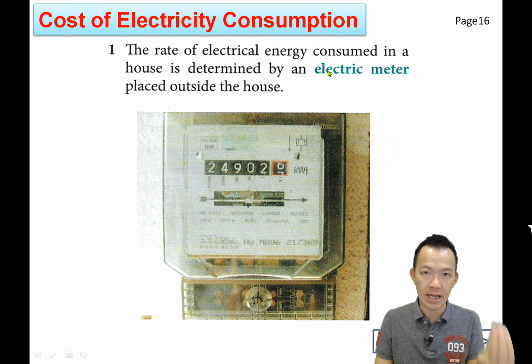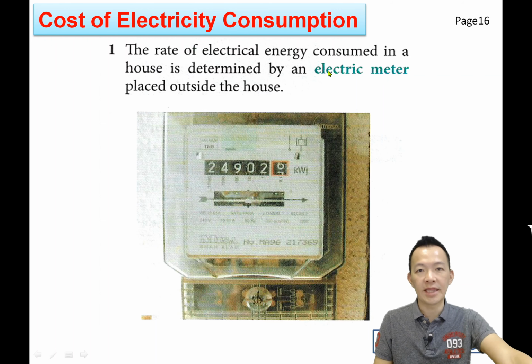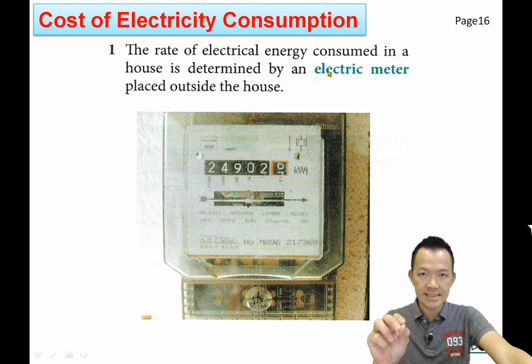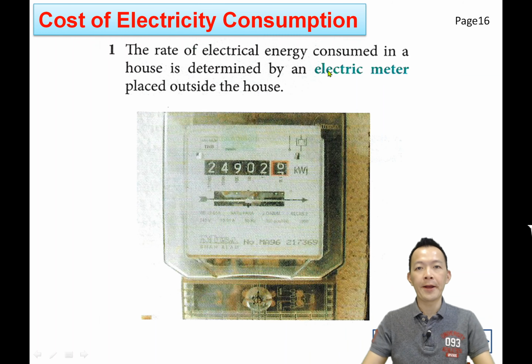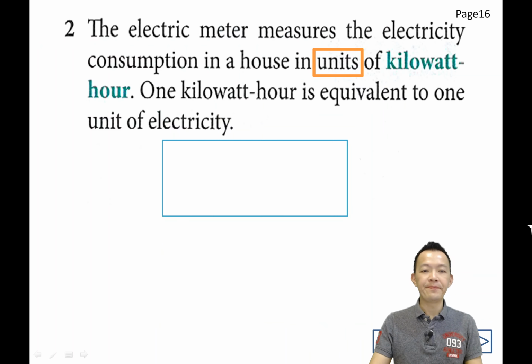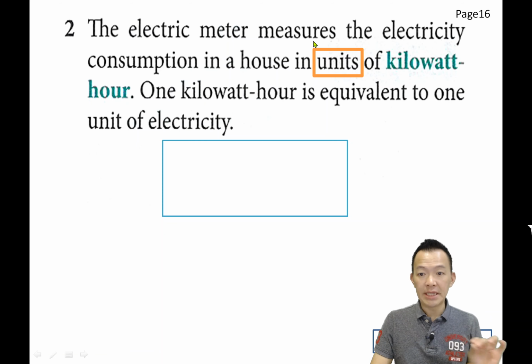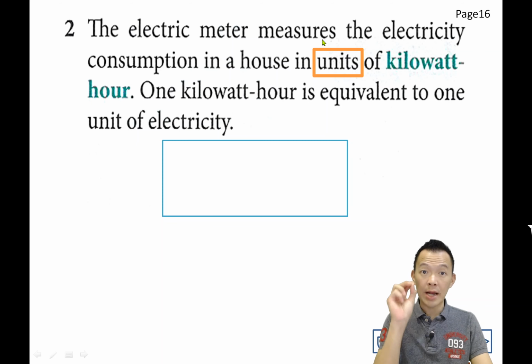就用我们的电表来计算. But how do they calculate? How does the TMB calculate the bill of electrics, or the cost of electric consumption? 到底怎样算? Page number 16, 第16面. Okay? Follow me. So the electric meter measures the electricity consumption in the house in the unit. Okay, so the meter is going to calculate the electricity consumed by the house in the unit. 它用单位来计算. Of kilowatt hour.